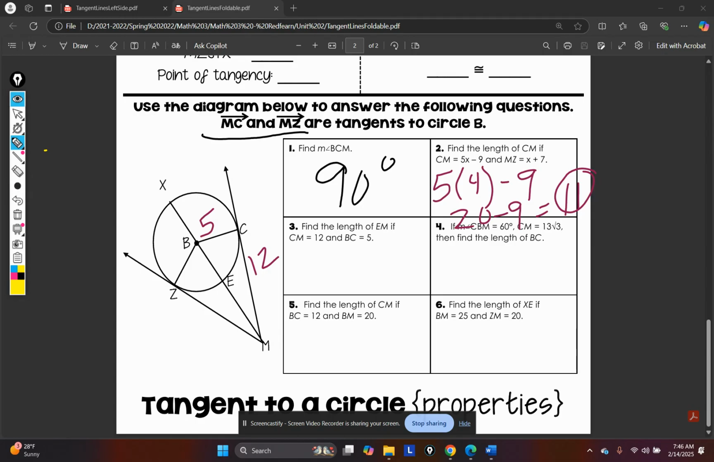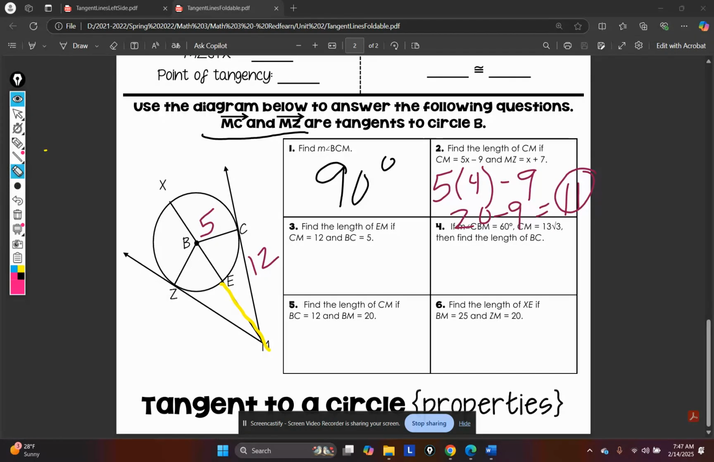Let's make this a little bit bigger so I can highlight. We want to find the length of EM. So EM is this piece right here. Now, what we know about a circle is that it can have multiple radii. So if BC is a radius and it's 5, BZ is also a radius, that's going to be 5, and BE is a radius, and that's going to be 5. We want to keep that in mind as we solve this problem.